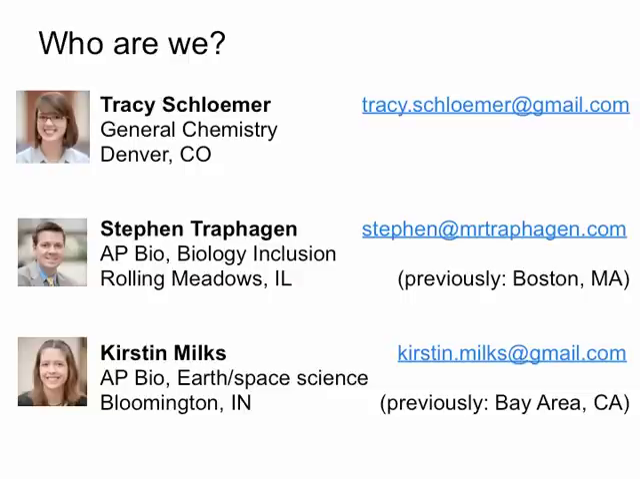So we're going to each introduce ourselves and tell you a little bit about who we are and where we teach. Hi, my name is Tracy Schlamer, and I teach chemistry in Denver, Colorado. I'm Stephen Traphagen. I teach AP Biology and co-taught Prep Biology in Rolling Meadows, Illinois, and I started my career in Boston, Massachusetts. And my name is Kirsten Milks. I teach AP Bio and Earth Space Science in Bloomington, Indiana, and I started my career in the Bay Area.